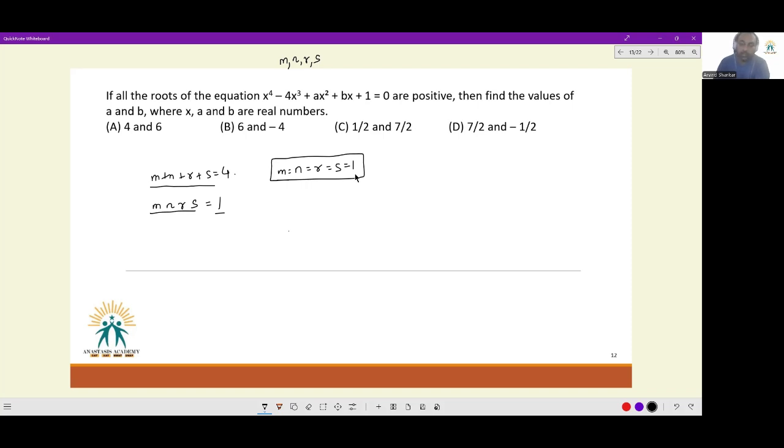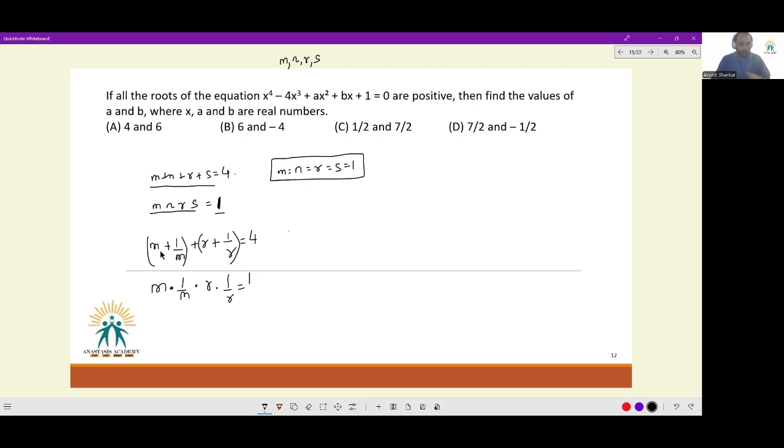If you can, great. If you can't, then pay attention to this. See, because this is 1, let's say one of them is going to be the reciprocal of the other, something of that nature. Let's say m and n were reciprocals of each other. m plus 1 by m plus r plus 1 by r is equal to 4, so that m into 1 by m into r into 1 by r is equal to 1.